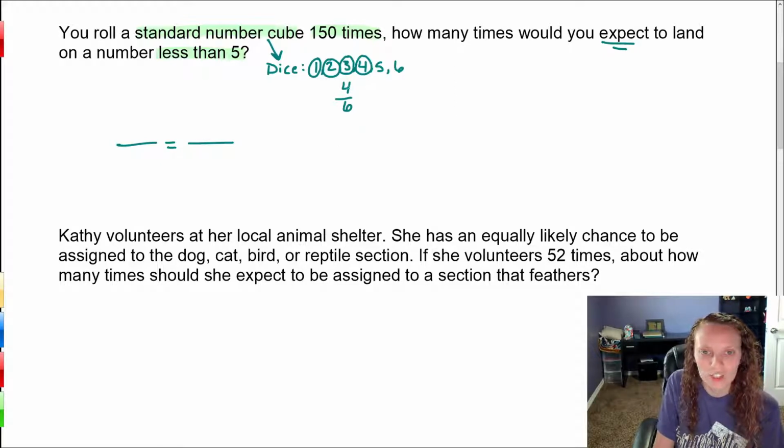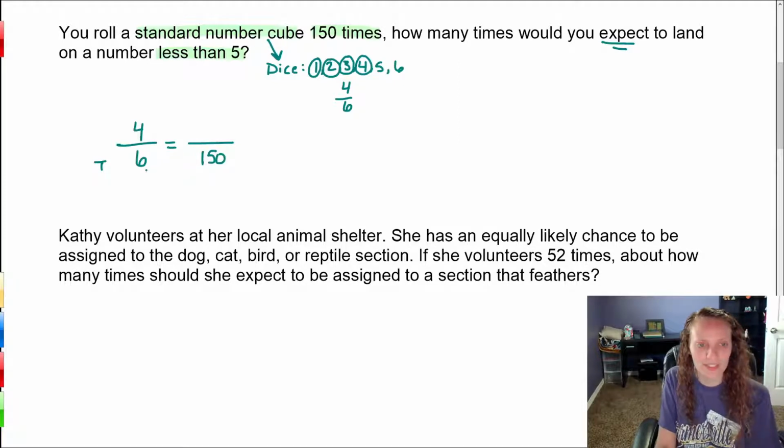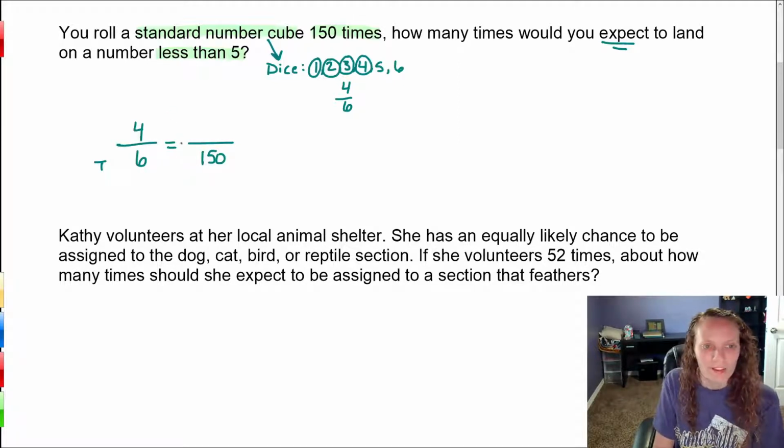And so this fraction right here, since we're talking about the odds of rolling a number less than 5, is going to go into the first fraction, 4 out of 6. And then remember that the denominator is the total, 6 total sides, and the total times that they're going to want to roll the dice is 150. So we're going to put 150 across from the 6 for the total. And then remember, we do what's called crisscross multiply. So we're going to take 4 and multiply it by 150. And then we're going to take that answer and divide it by 6.